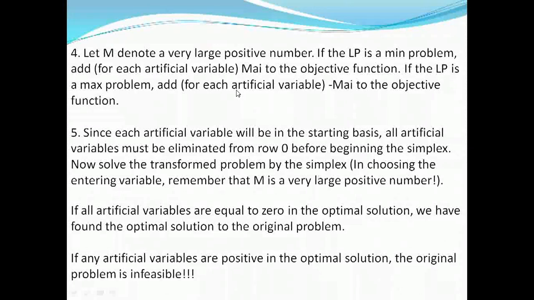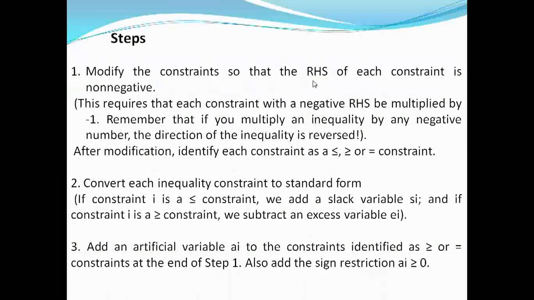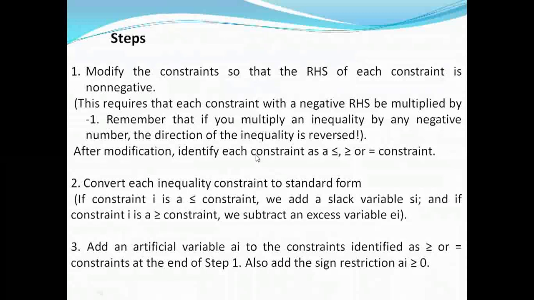So here there are 4 different steps that need to be followed to solve any kind of problem in the big M method. First, the RHS terms should be non-negative, and if negative, then we will multiply by -1, and hence minus into minus will give positive, and simultaneously it will be greater than or equal to 0. Second, conversion of each inequality constraint to a standard form. For the standard form, we are adding a slack variable.